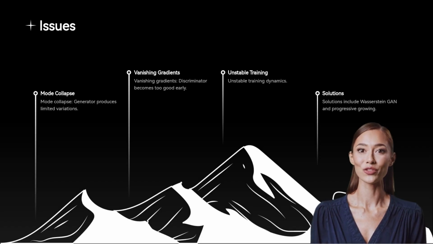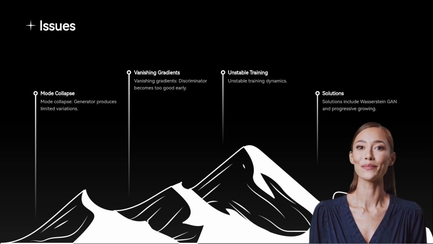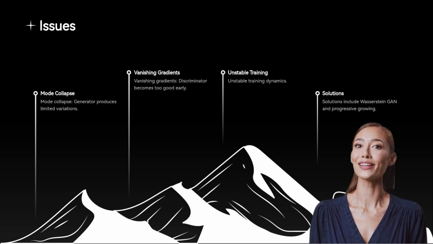Training GANs is notoriously challenging. Several issues can arise during training. Mode collapse. Sometimes the generator may produce a limited set of outputs, failing to generate diverse samples. This is known as mode collapse, where the generator produces similar images repeatedly.